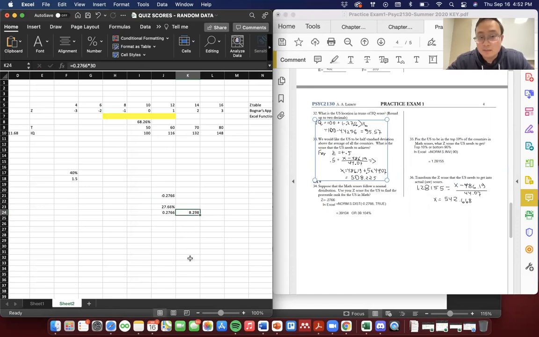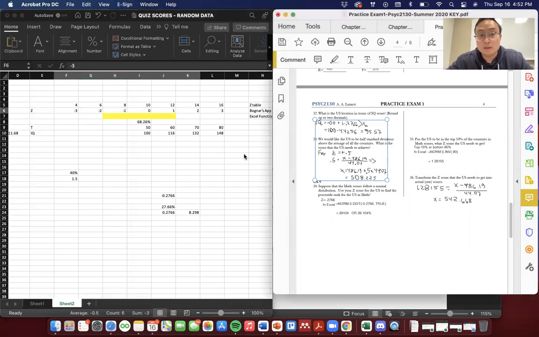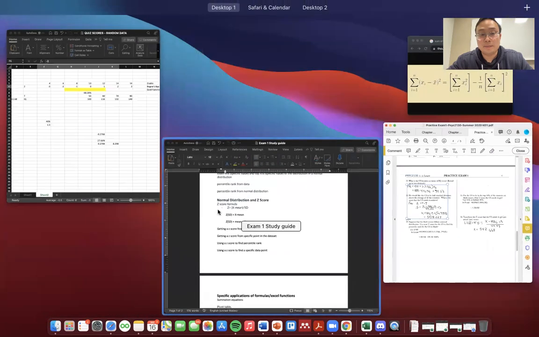That's how much pie I should eat, right? 8.298 slices. And so the beauty of this set of scores is that you can just multiply the z-score by the standard deviation, which is what he did here.